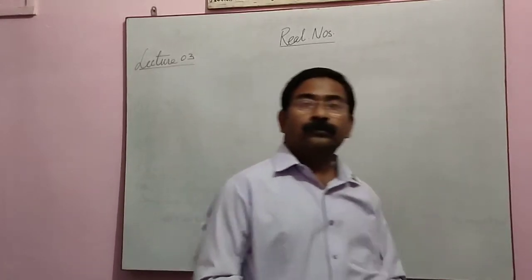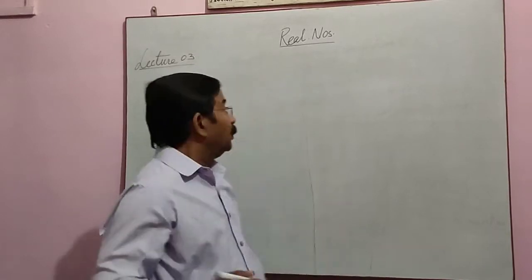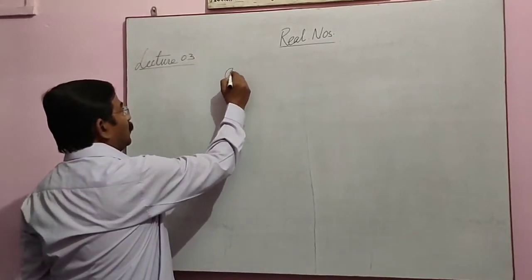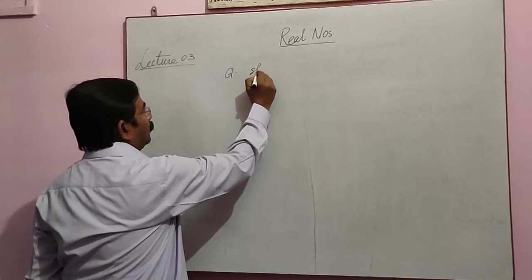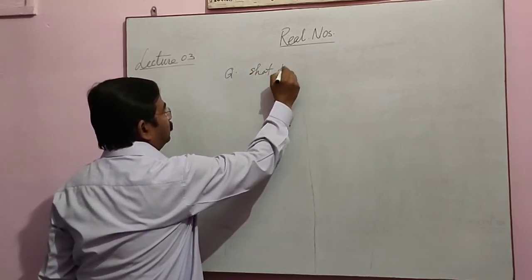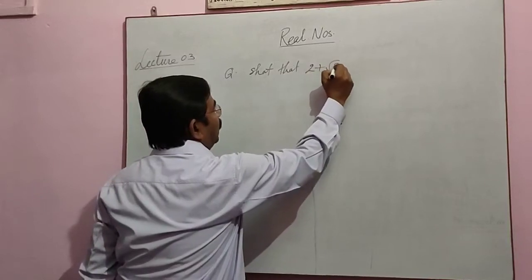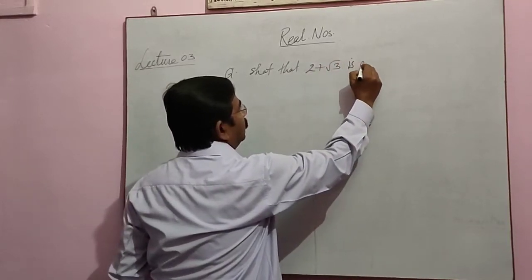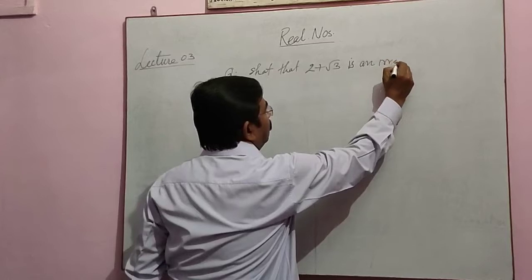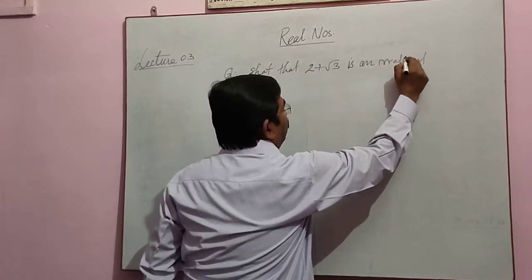See, the question is, show that 2 plus under root 3 is an irrational number.